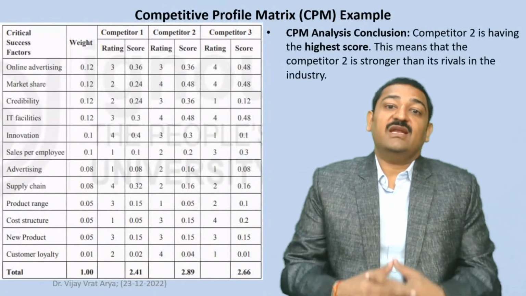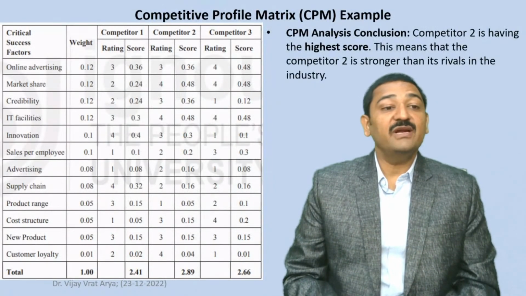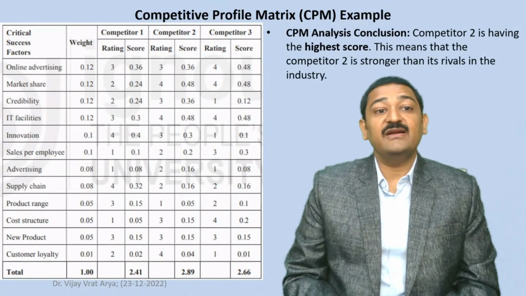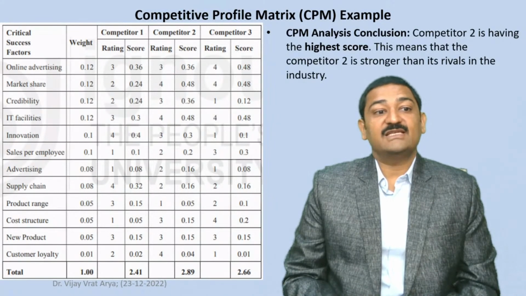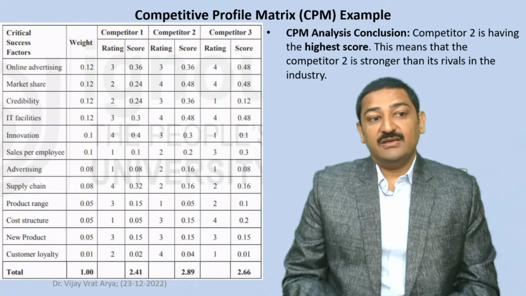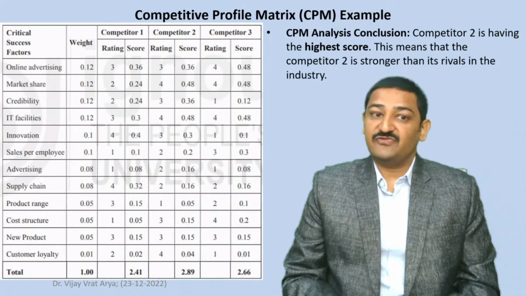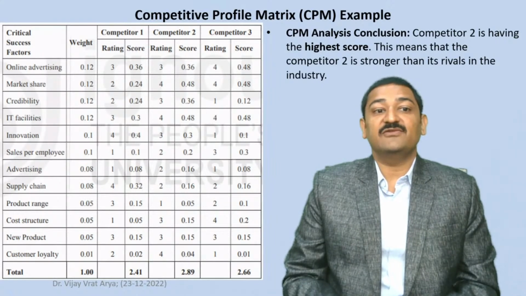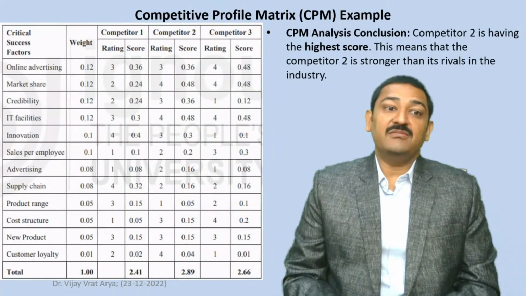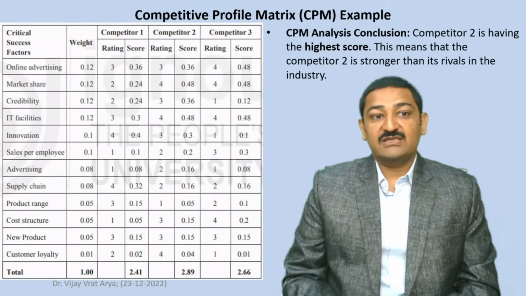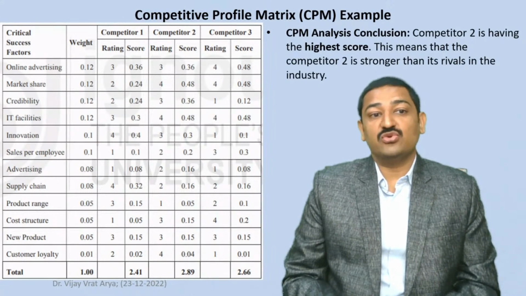Based on that, we can have an example where critical success factors have been identified for 3 different competitors, a weight has been identified for each specific critical success factor, and the rating has been identified for the respective competitor based on the competitor's position. If we multiply the weight with the rating of the respective competitor, then we can calculate the score of the respective competitor.